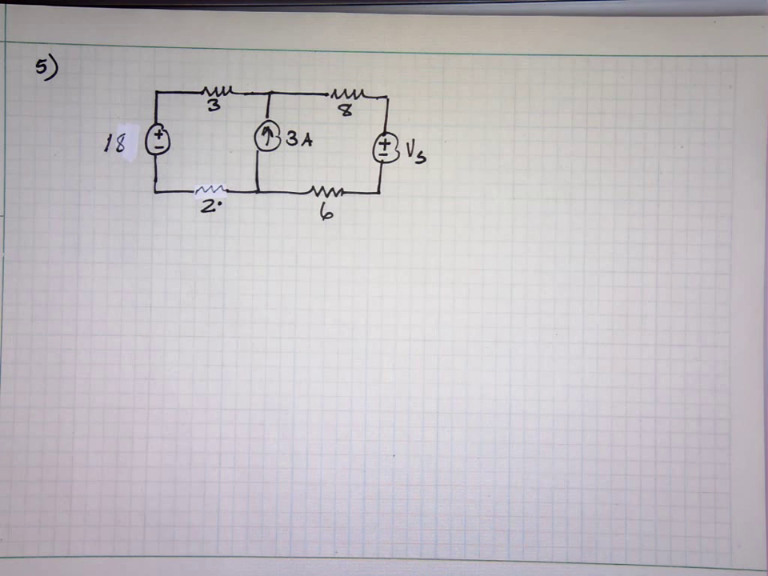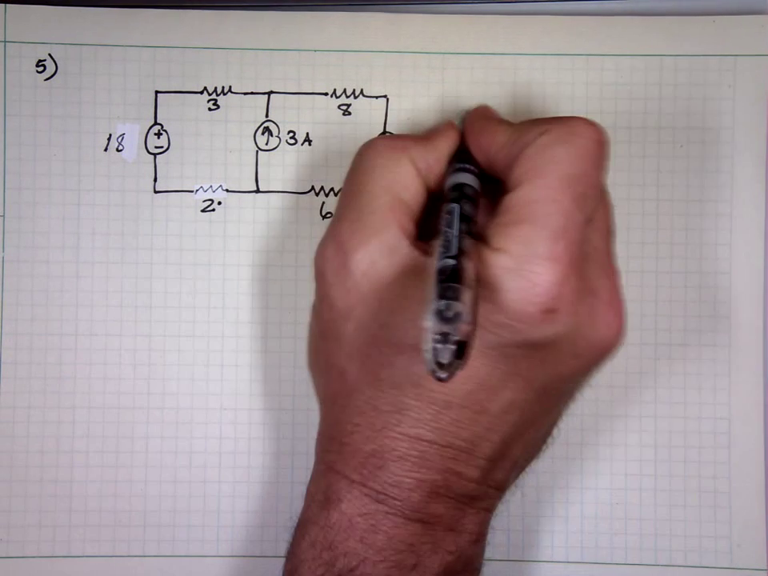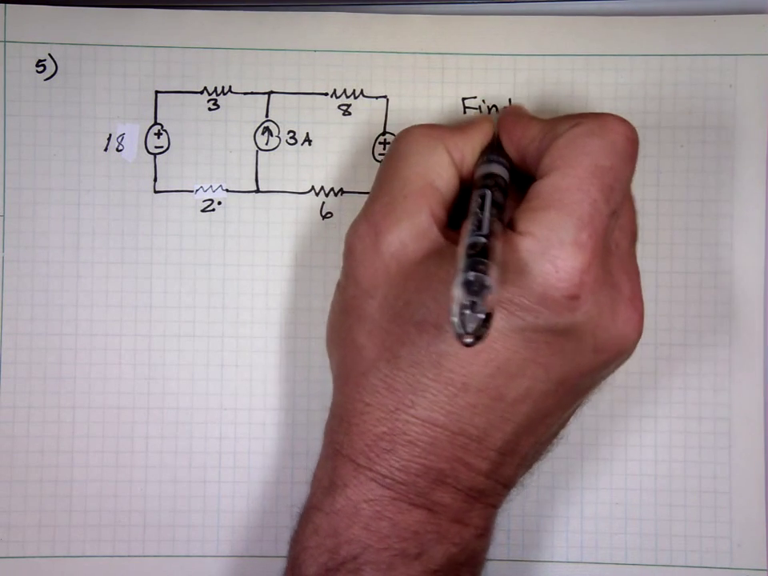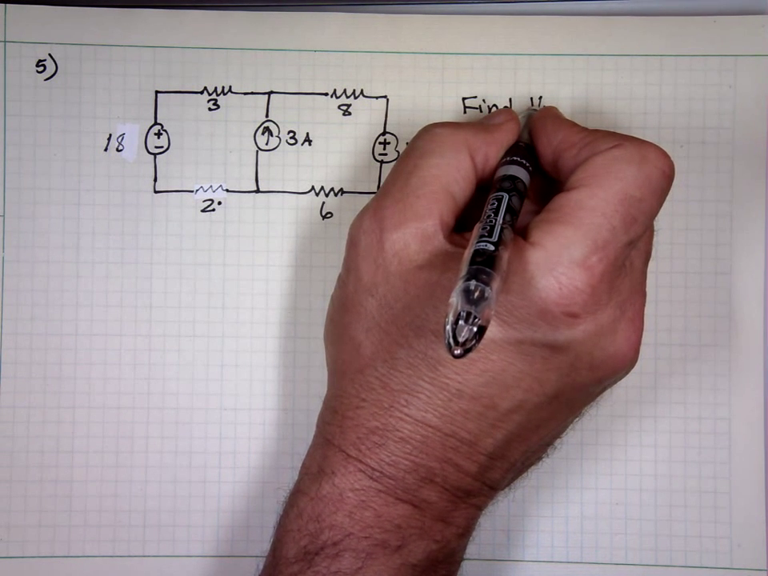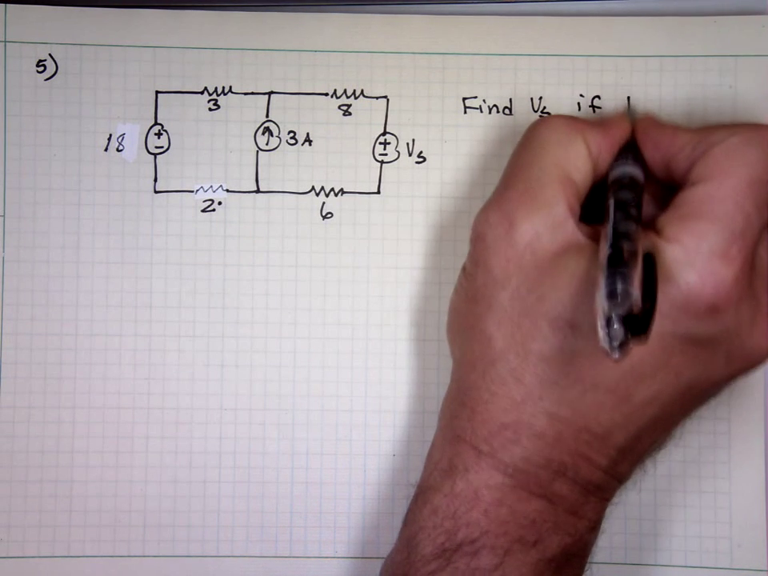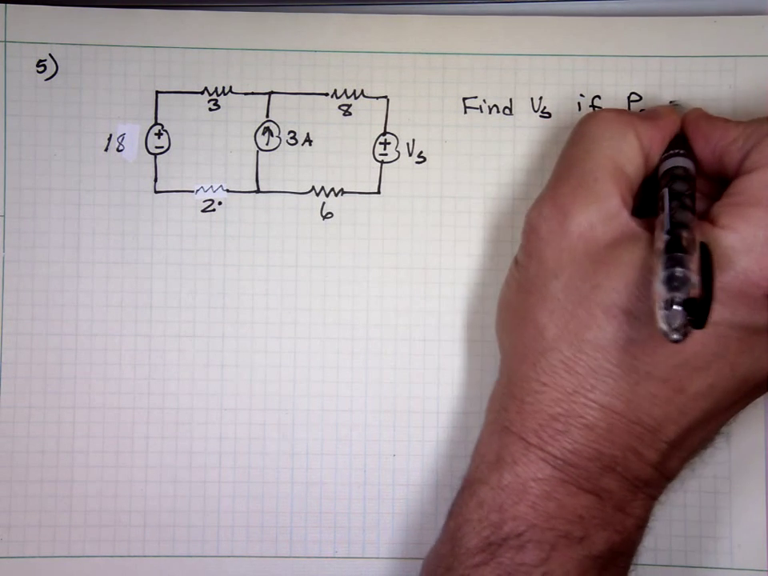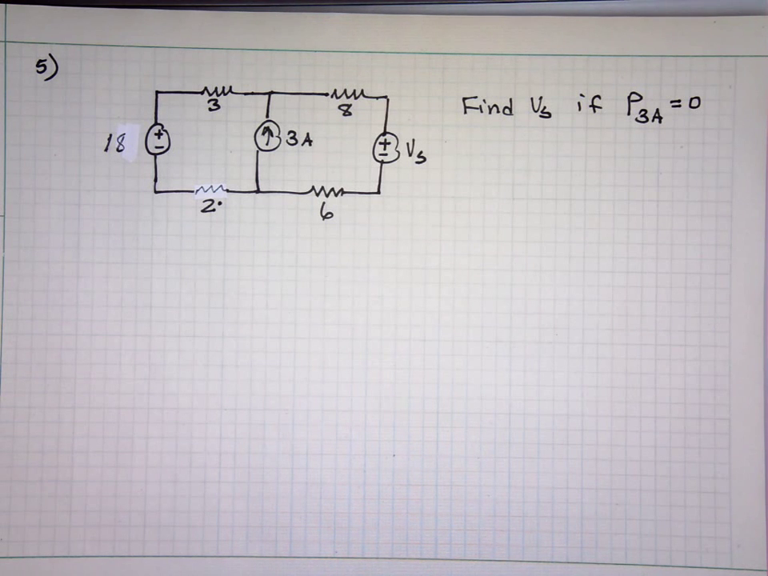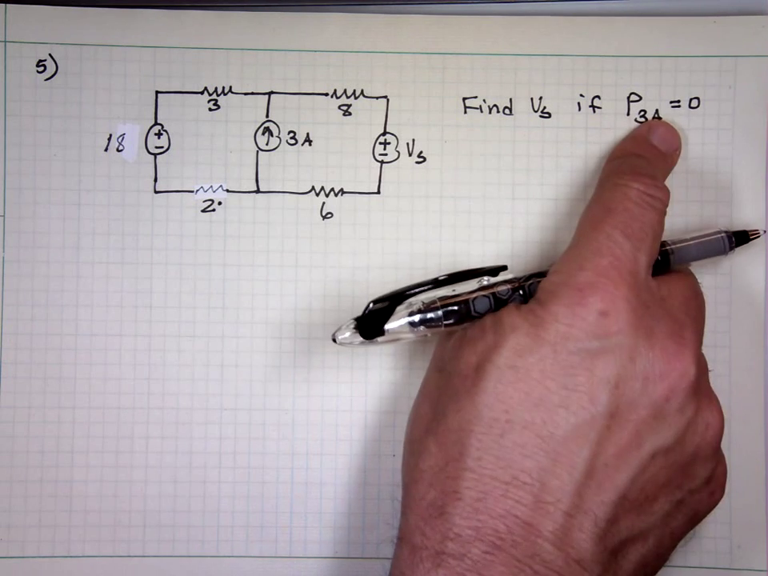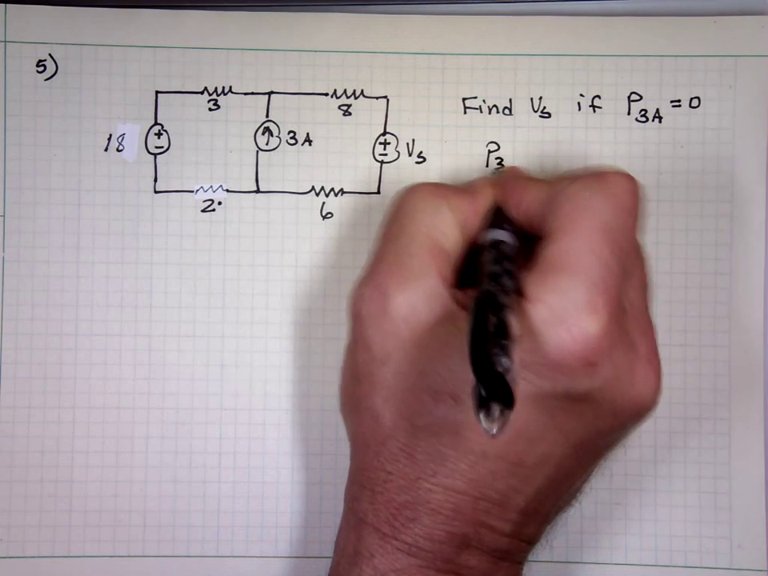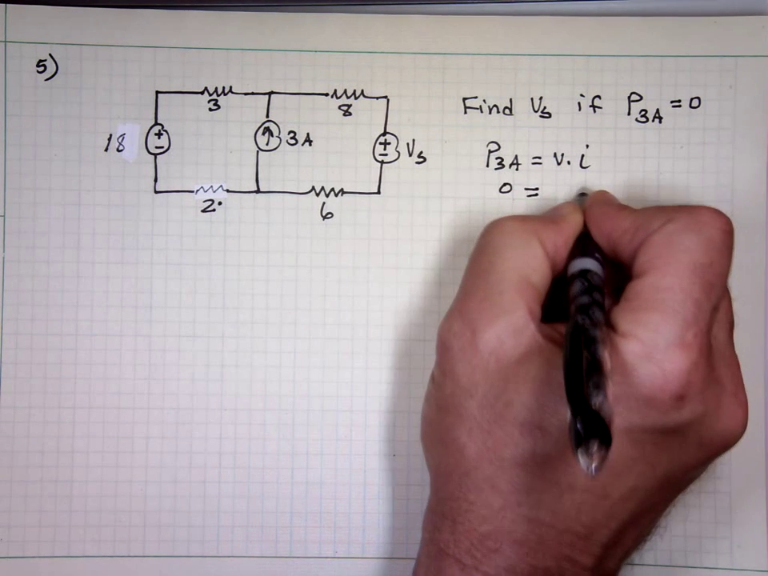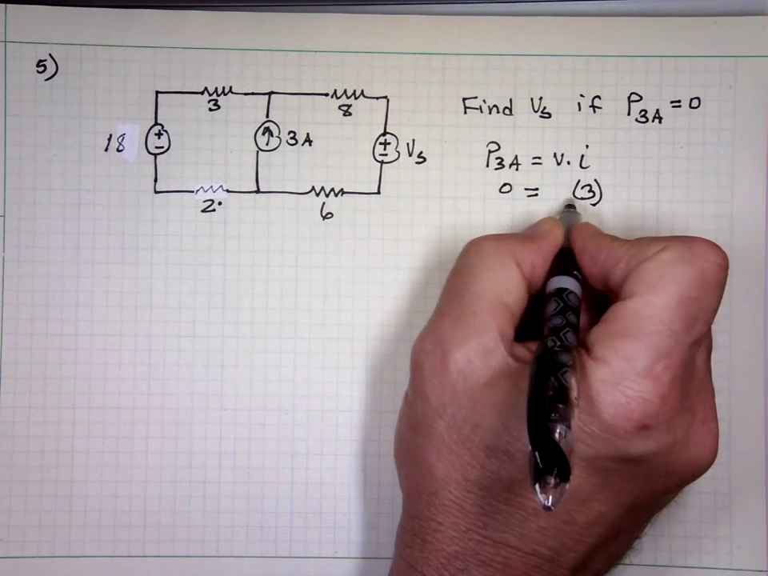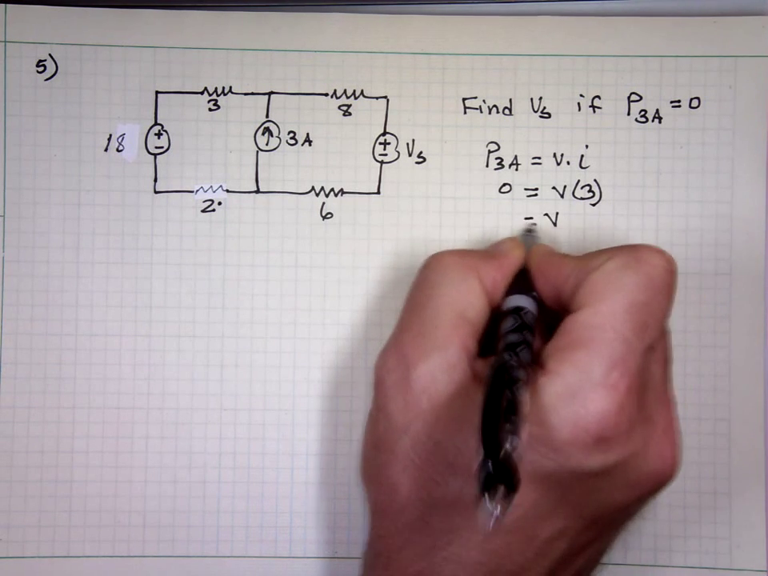The question: find Vs if the power supplied by the 3 amp source is equal to 0. Well, power is voltage times current. For that to be 0, we know the current is 3. 3 times what will make it 0? So V will have to be 0. That voltage here has to be 0.